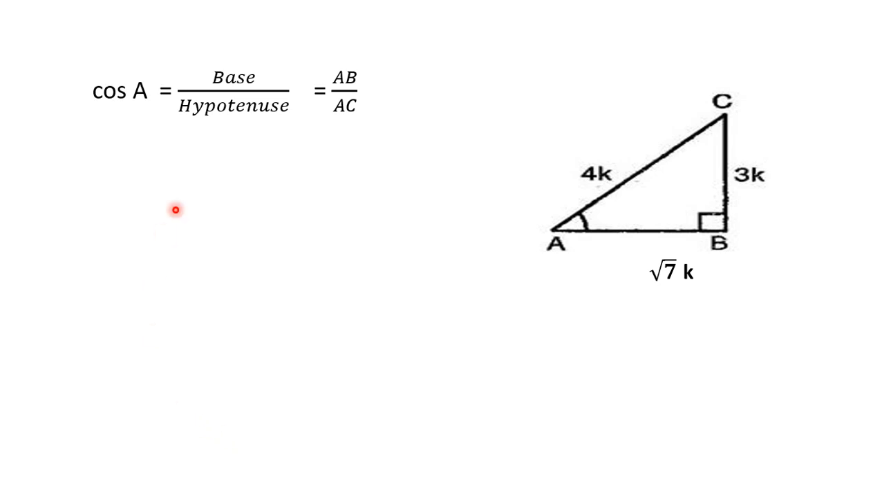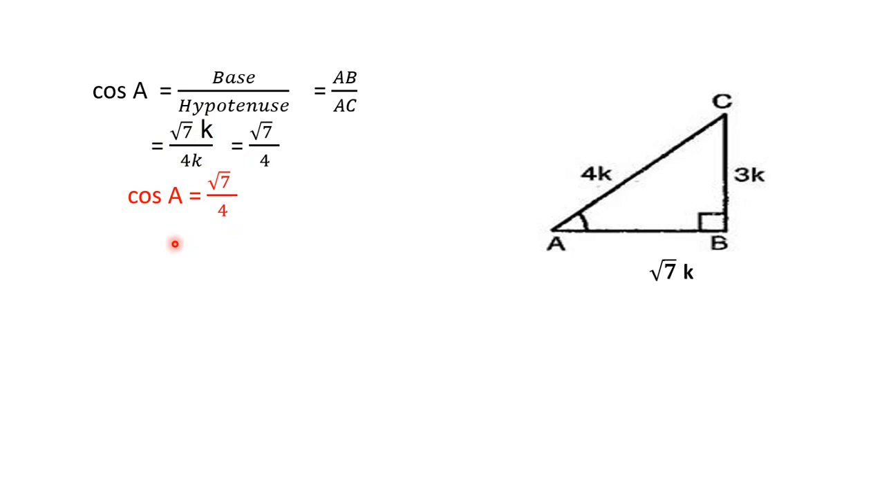So for cos A, the ratio is base upon hypotenuse. So that is AB upon AC. So the values of AB and AC we can put. We get root 7K upon 4K. K and K will cancel out. So we get root 7 upon 4 as the value for cos A.